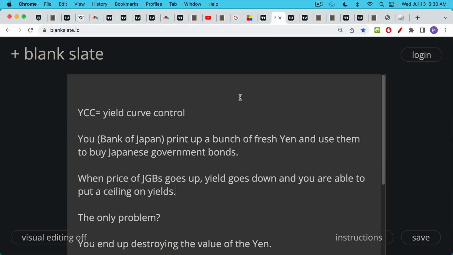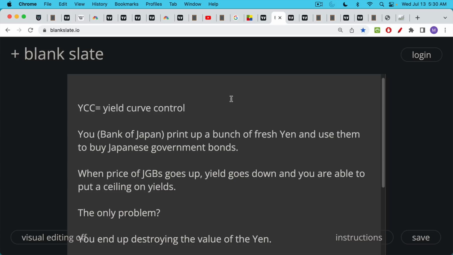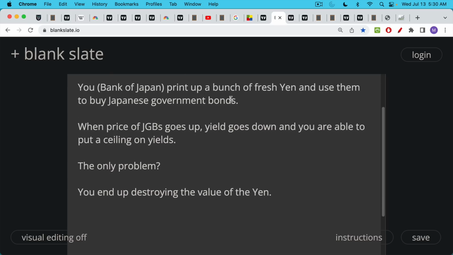Yield curve control. As I said, you print up a bunch of fresh currency, a bunch of fresh yen, and you use them to buy these bonds. When you buy these bonds, the price of the bonds goes up and the yield goes down. And so you're able to cap yields at 0.25%. The only problem with this is you end up destroying the value of the yen versus real things, real goods and services, and also versus other currencies.